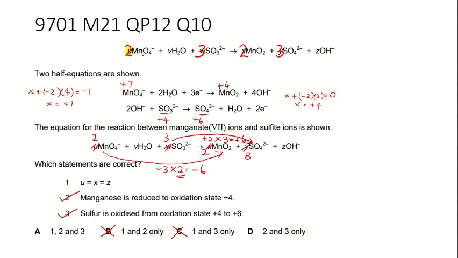Now I have to count the total number of oxygen on the left and on the right so that I can balance the equation, because we have V and Z left to balance. So 2 times 4, 8 oxygen. 3 times 3, 9 oxygen. Here I have 2 times 2, 4 oxygen. 3 times 4, 12 oxygen. So now I have 17 on the left. Here I have 16.